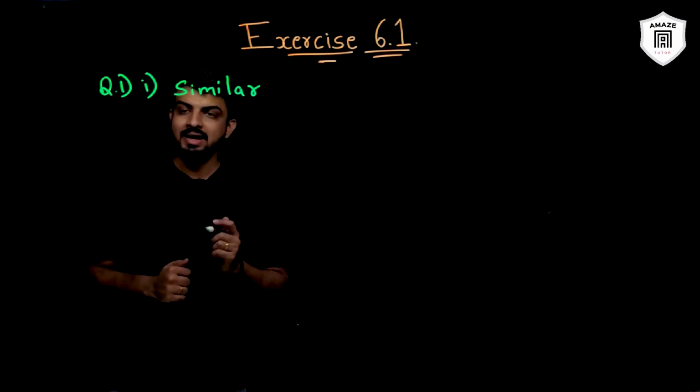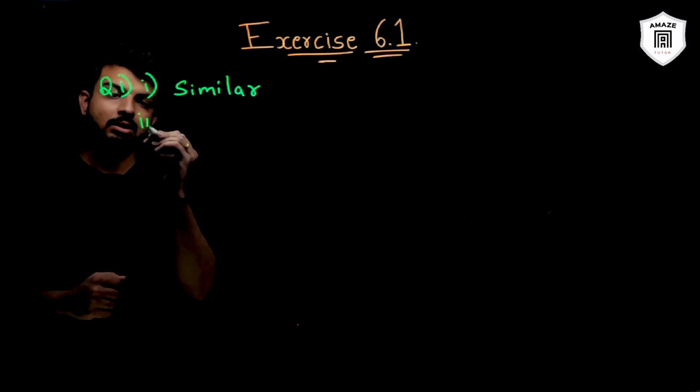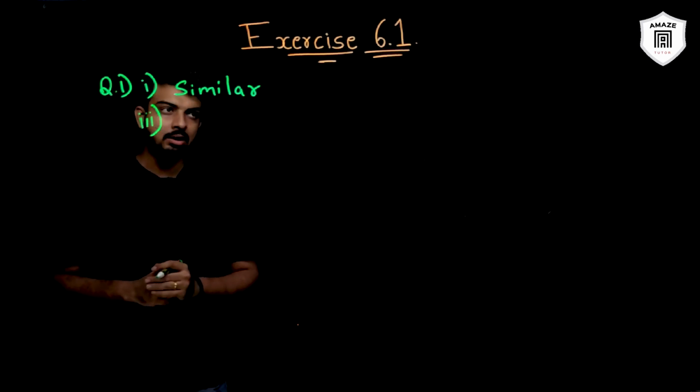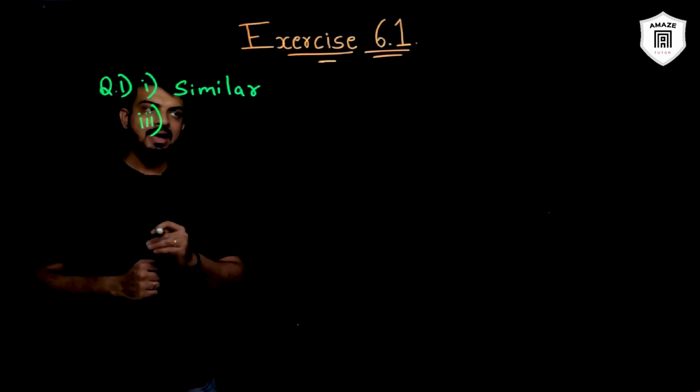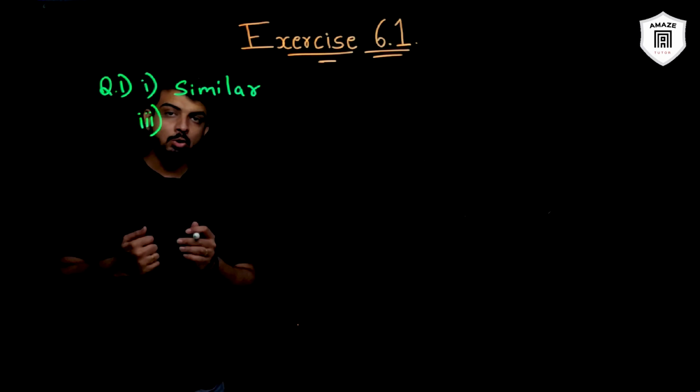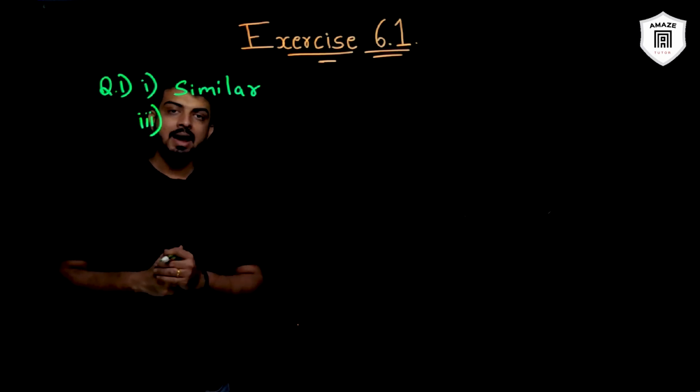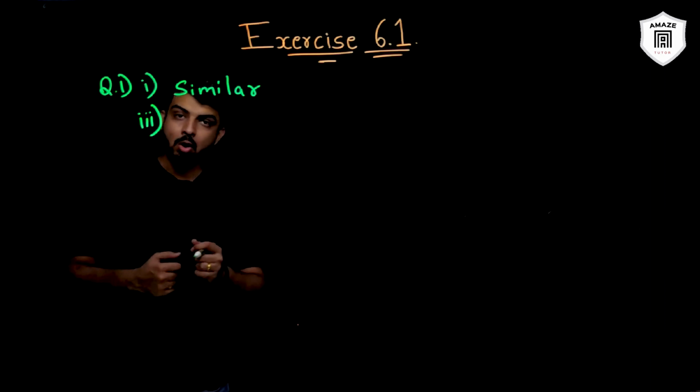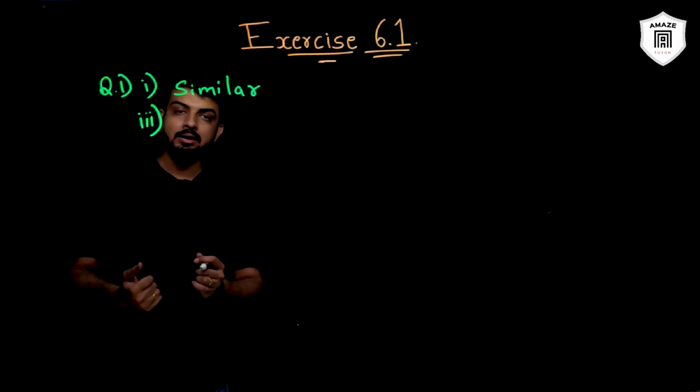Now let's move on to the next important question, which is the third one. So what is given here? All dash triangles are similar. So now we have two options here, isosceles triangles and equilateral triangles, right? Now we have to identify which are similar, all isosceles triangles or all equilateral triangles.